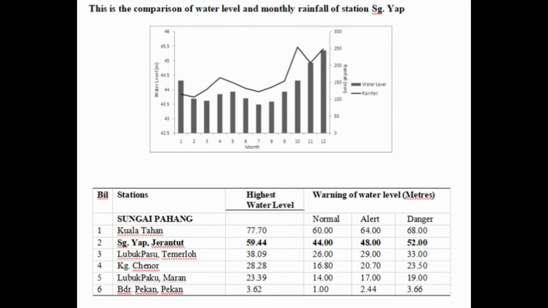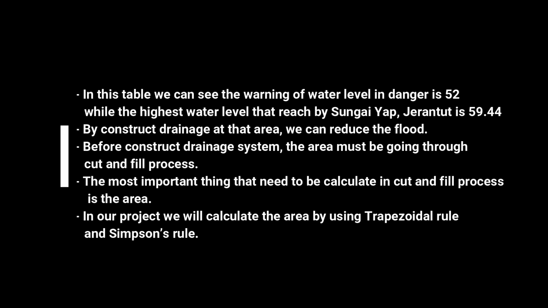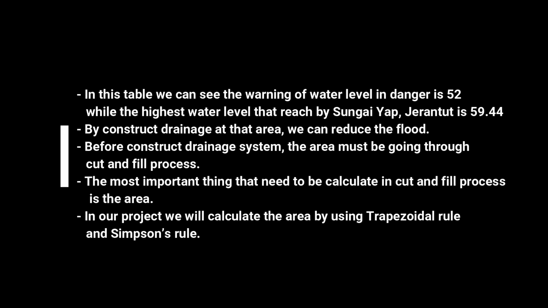This is the comparison of water level and monthly rainfall of station Sungai Yap. In this table, we can see the warning water level in danger is 52, while the highest water level that can be reached by Sungai Yap, Jerantut is 59.44. By constructing drainage in that area, we can reduce the flood.